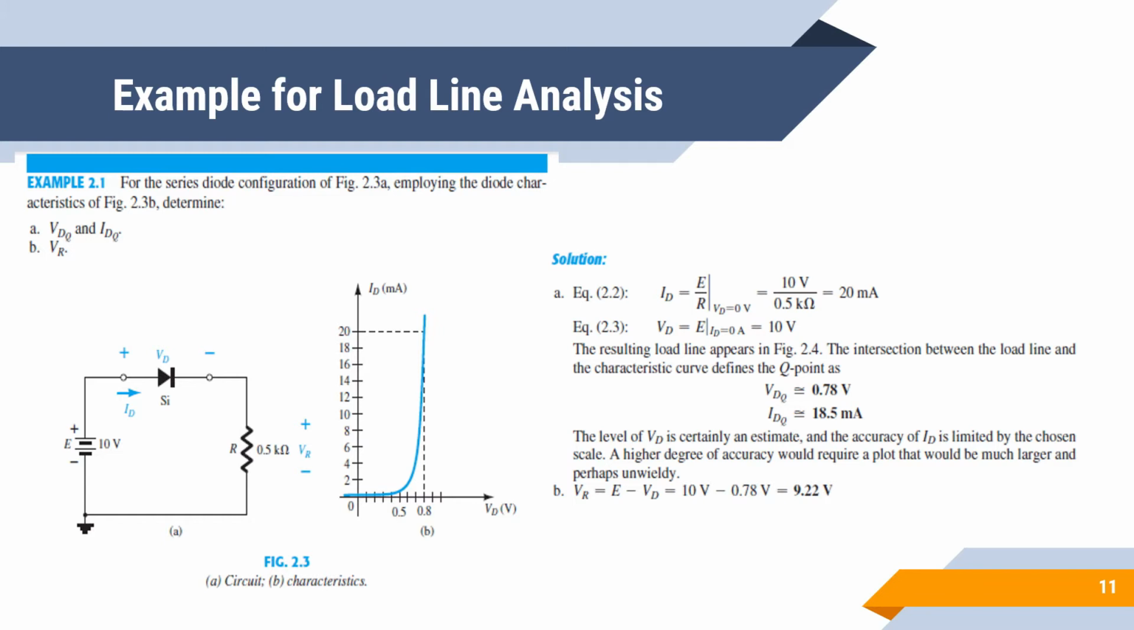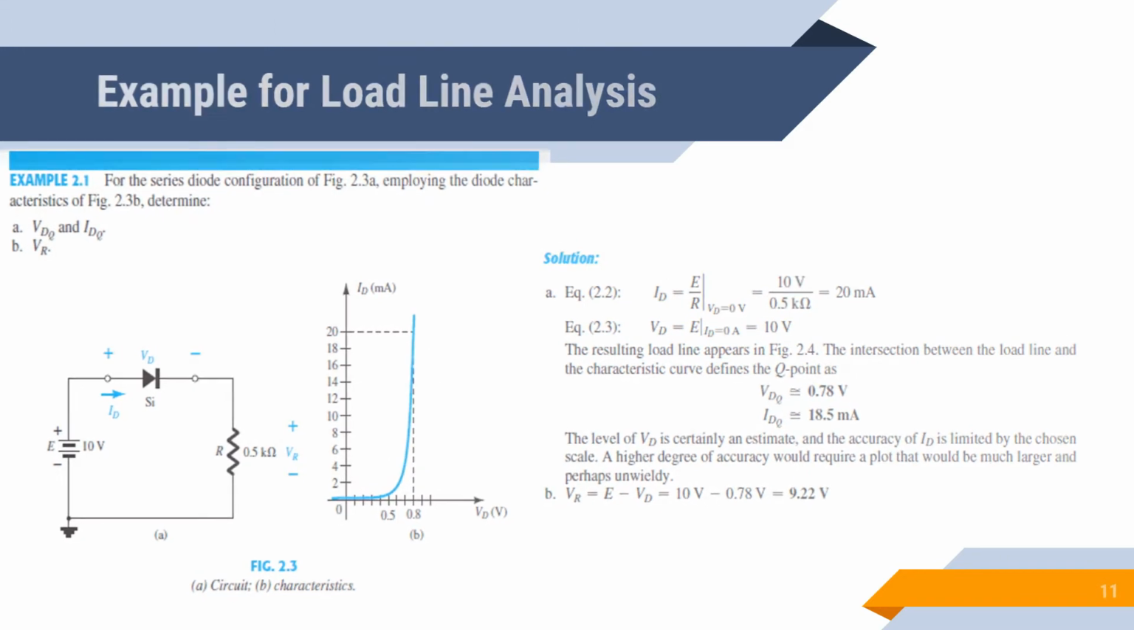So, VR now is equal to E minus VD is equal to 10 volts minus 0.78 volts. Yung VDQ natin kanina ay magkakaroon na tayo ngayon ng VR of 9.22 volts. So, ang resistor voltage natin is 9.22 volts.